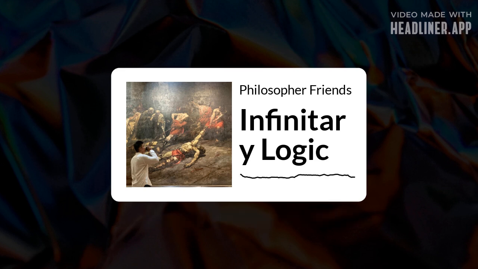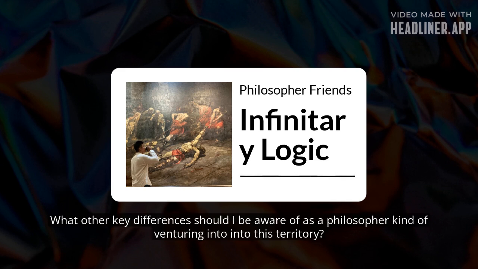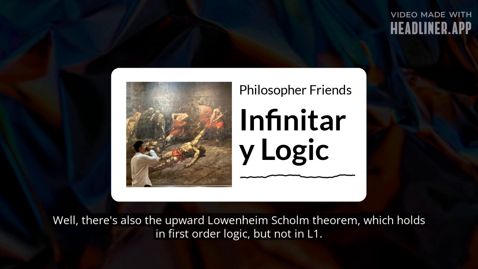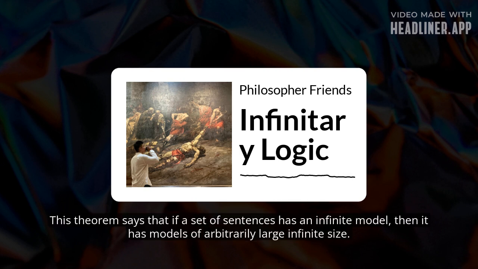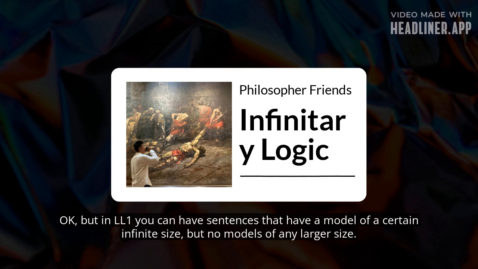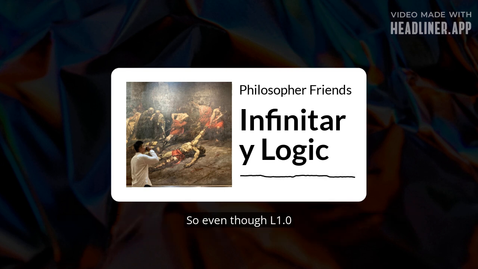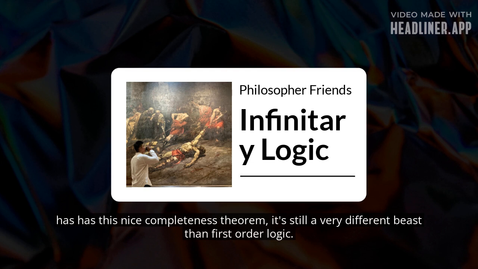Got it. What other key differences should I be aware of, as a philosopher venturing into this territory? Well, there's also the upward Löwenheim-Skolem theorem, which holds in first-order logic, but not in L∞ω1. This theorem says that if a set of sentences has an infinite model, then it has models of arbitrarily large infinite size. But in L∞ω1, you can have sentences that have a model of a certain infinite size, but no models of any larger size.